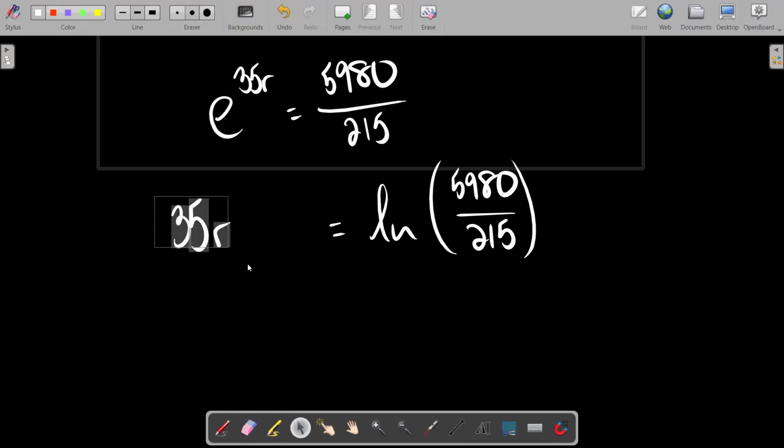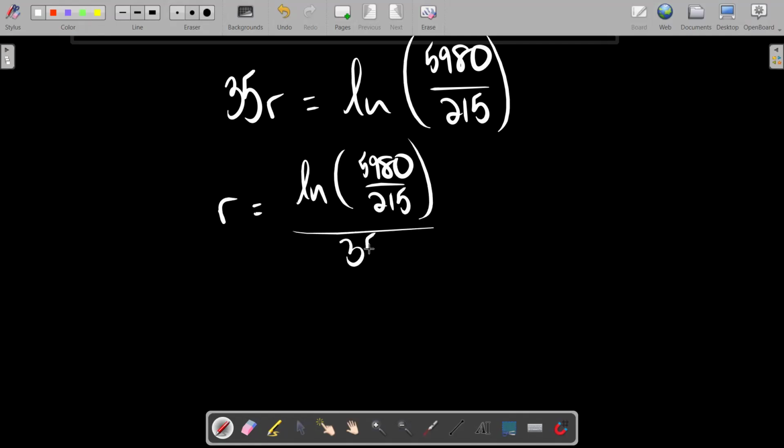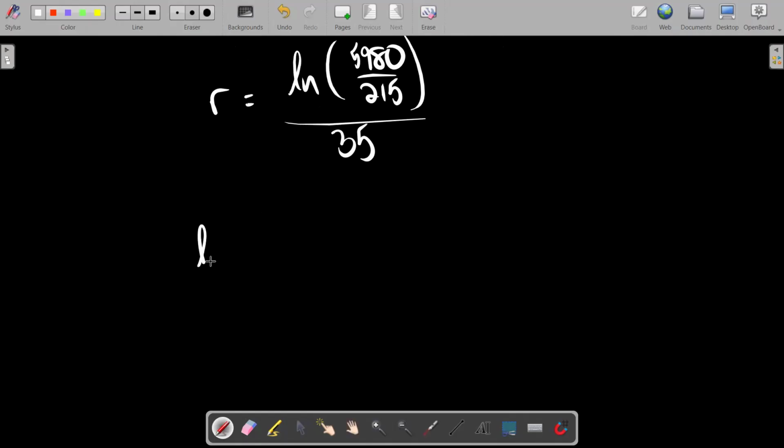So really what I could have and should have done from the get-go was just write it like this, right? Make my life a little bit easier. And then at the end of the day, it just comes down to basic division. So what I'm going to type into my calculator, of course, we just divide both sides by 35, right? And so R will, in its exact state, be the natural log of 5980 over 215, all of that divided by 35. And what this will look like on your calculator, no surprise here, is natural log. Your calculator opens parentheses for you.